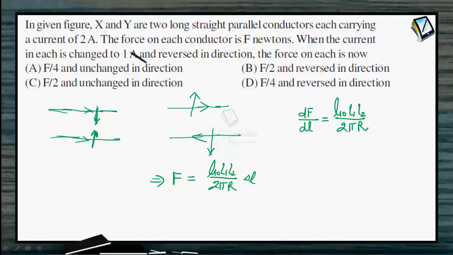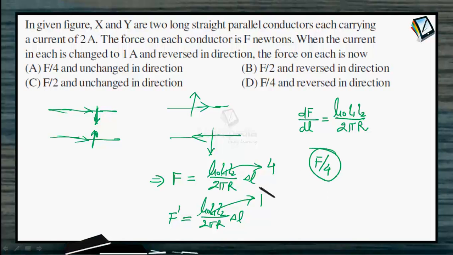So the direction of the force is not going to get changed, but the current has become half, 1 ampere. So the force, of course, is going to get affected by this. So it is mu naught I1 I2 divided by 2 pi r into delta L. In the first case, the I1 and I2 product is 4, and in the second case, the I1 and I2 product is 1. So the force will become F by 4 between the two wires, but without change in direction.